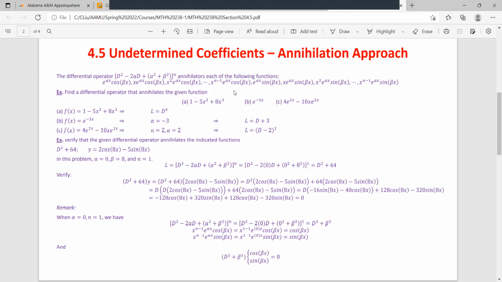So according to the rule, this operator D² plus β² should eliminate cosine beta x and sine beta x. And you can also easily double check it. Indeed, you get 0 if you apply this operator to either cosine beta x or sine beta x, just like we did here.